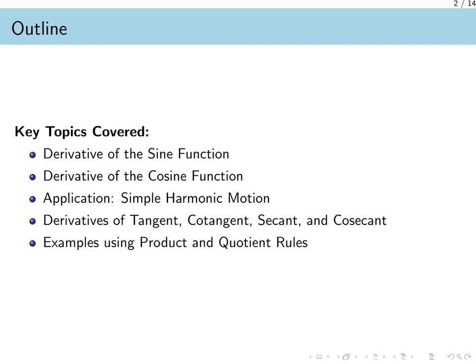First, I will walk through the formal proof, starting from the limit definition of the derivative to find the derivative of the sine function. Next, we will use a very similar approach, along with an angle sum identity, to derive the corresponding rule for the cosine function.